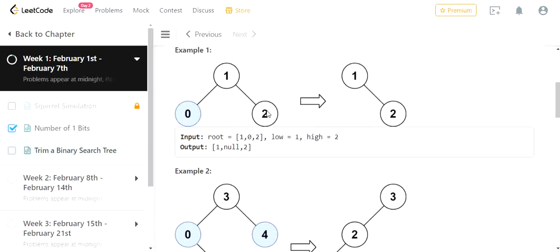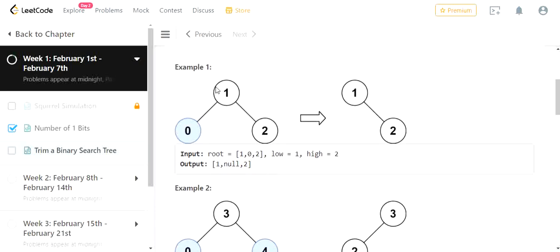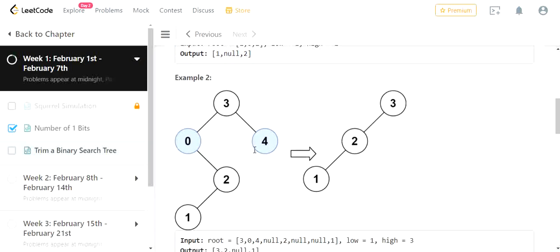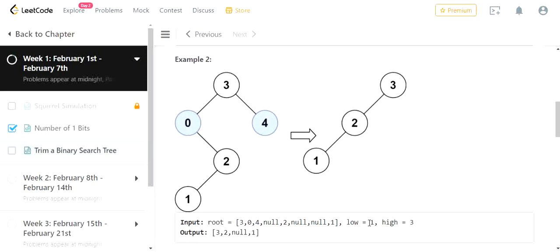So consider the example 1. If you see there are 3 nodes and the value of low is 1 and high is 2. So they trim the value 0 as this is less than low. Next, moving on to our next example, here the high and low are 1 and 3. So now whichever value is less than low, that is 0, and greater than high, which is 4, are removed and only the rest of the tree is being returned.